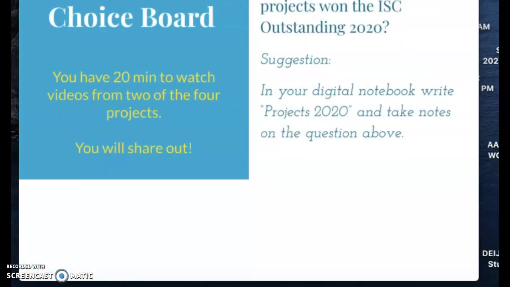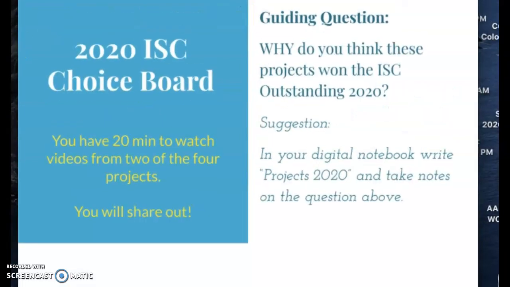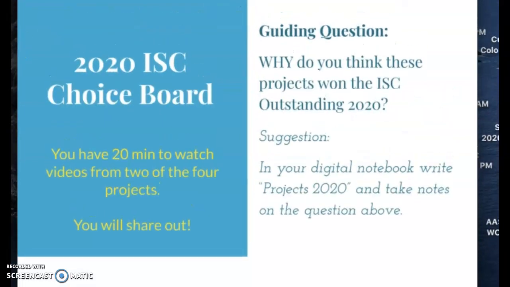And then you go into introducing them to the choice board and say, okay, our activity for today is going to build on this new knowledge of the ISC by actually looking at really successful ISCs. There are 4 videos from 4 really successful ISCs last year, not just successful because I think so, but because these were projects that won the ISC Outstanding. You have 20 minutes to watch videos from 2 of the 4 projects, so you just need to pick 2 of the 4 to watch. Be prepared to share out.